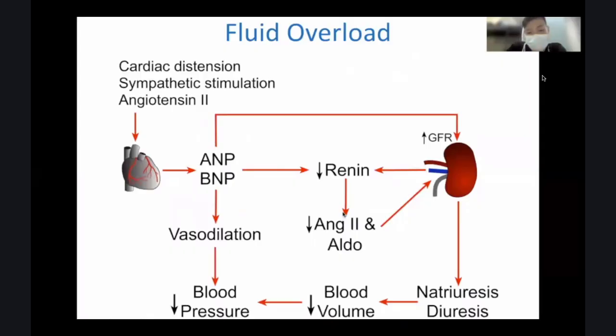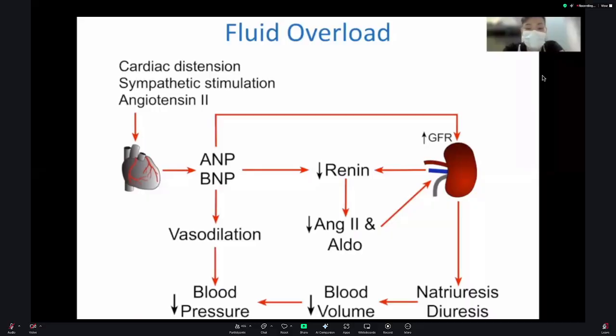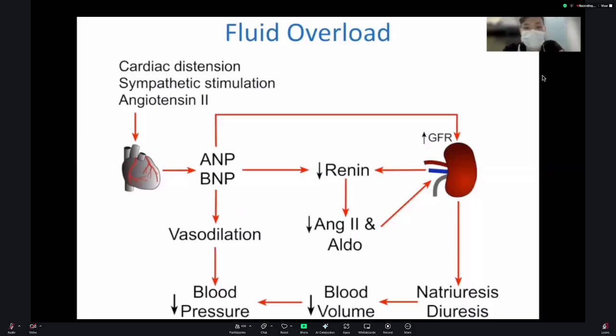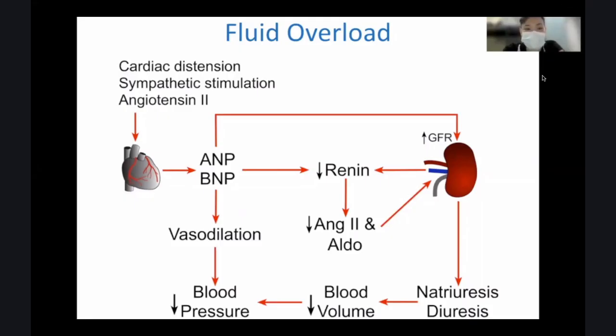So the first two diagrams talk about decrease in volume and serum concentration of your sodium and chloride. This diagram shows when you have fluid overload. If you have increased blood volume or increased blood pressure, there will be distension of the baroreceptors.